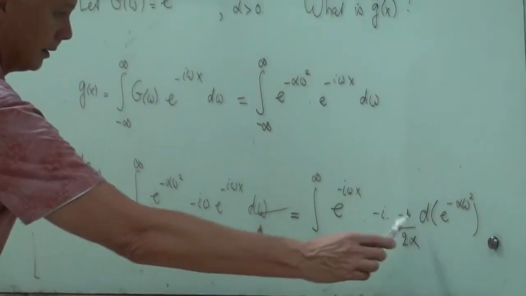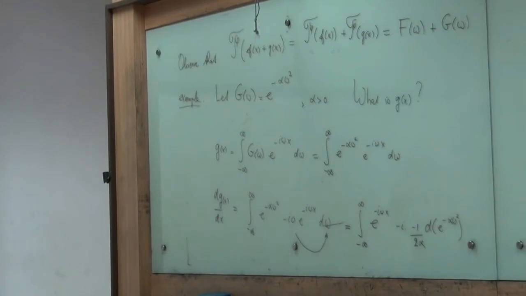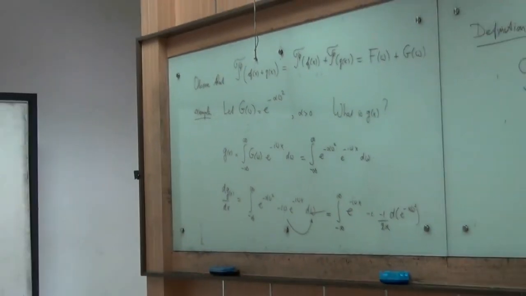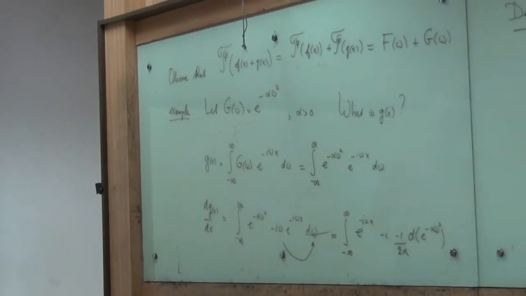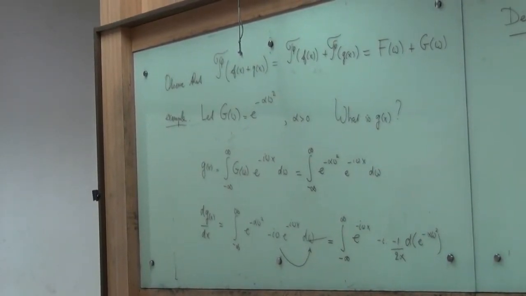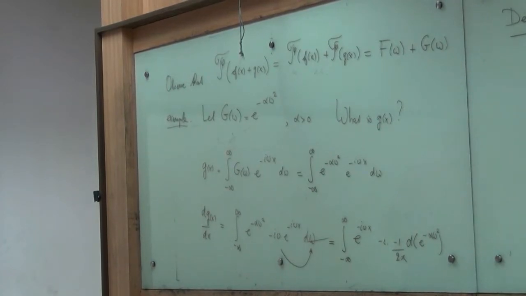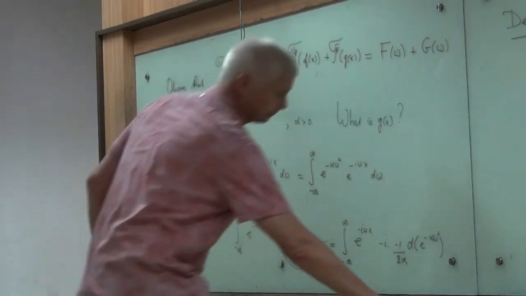So if I differentiate this again, then I will get minus alpha times 2 omega. And if I then divide it by 2 alpha, then I just have to do the rest. Okay.